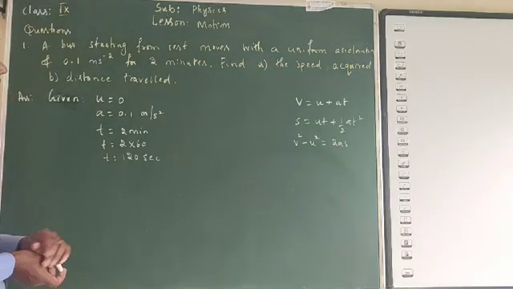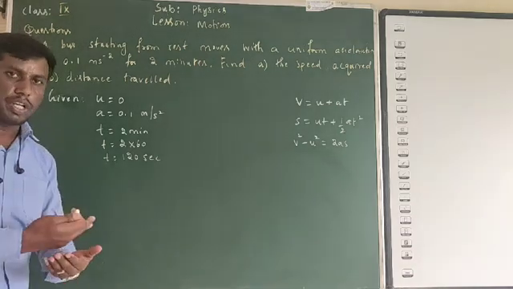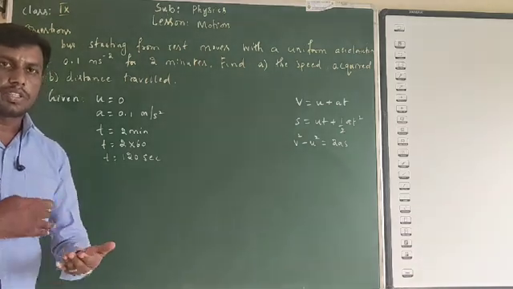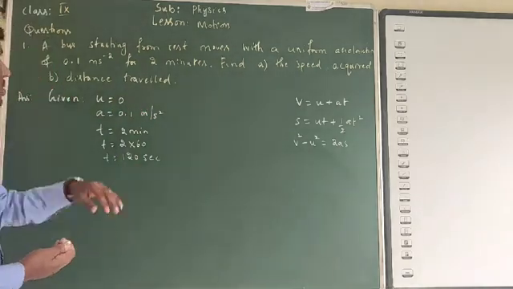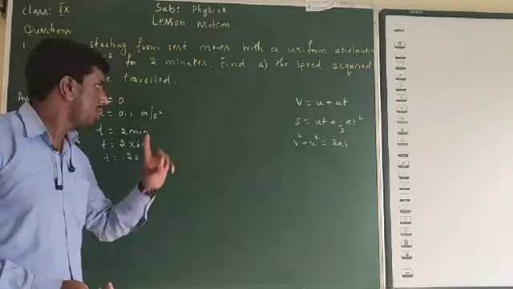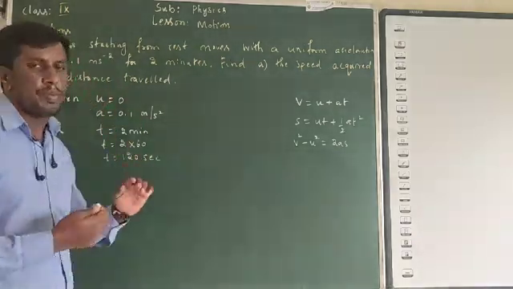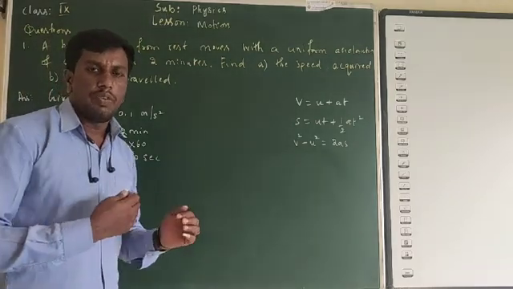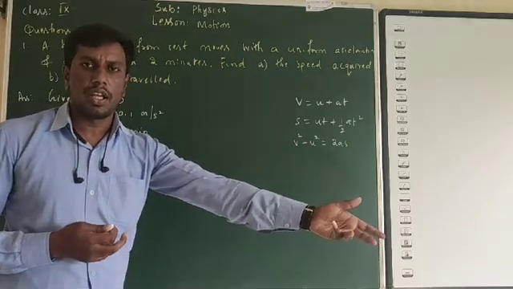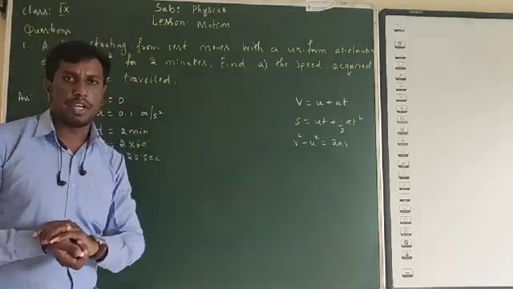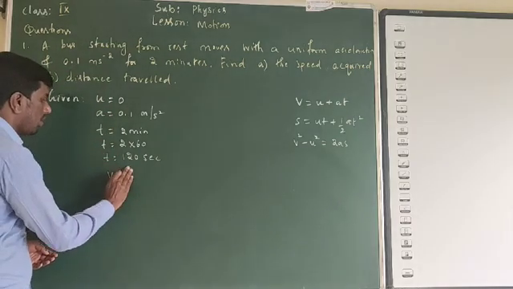Okay, find the speed acquired. Initially it is at rest, a stationary object, so the initial velocity is 0. It will be traveling with a uniform acceleration of 0.1 meter per second square for 2 minutes. If it travels with uniform acceleration for 2 minutes, it attains some velocity, right? That is the speed acquired, which is nothing but V, the final velocity.